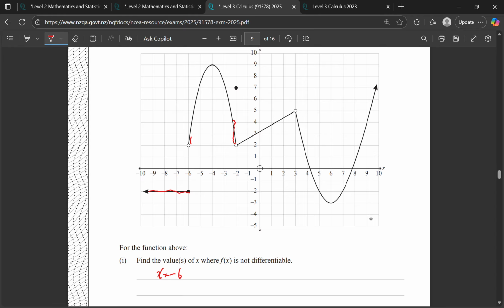And then over there, it's when x is -2, right? You have a jump. Also, this is a sharp corner. At a sharp corner, you can't differentiate. So -6 and then -2. And then over here, it's a sharp corner as well, and also it is a jump, you can't differentiate that corner. So when x is -6, -2, and 3.